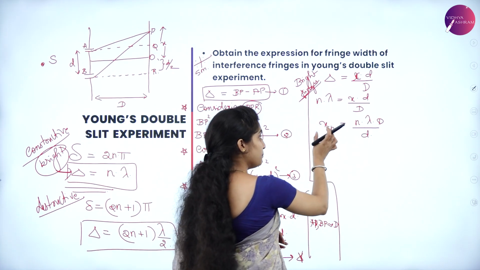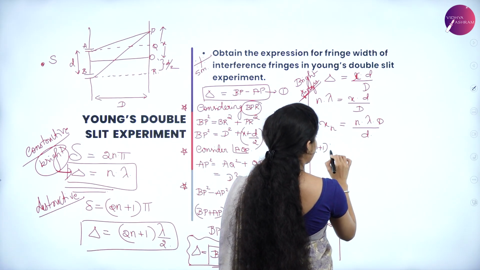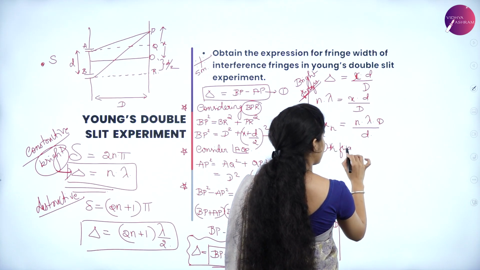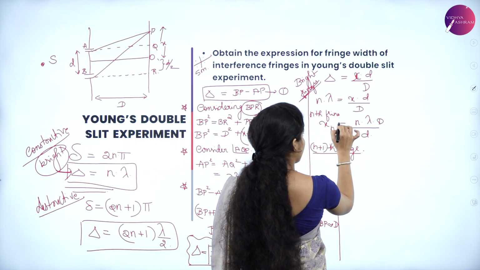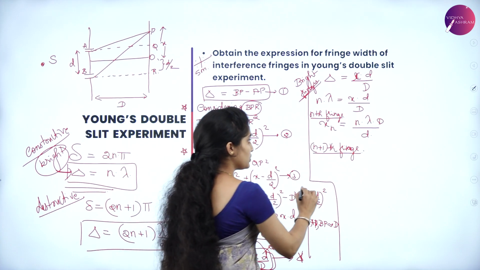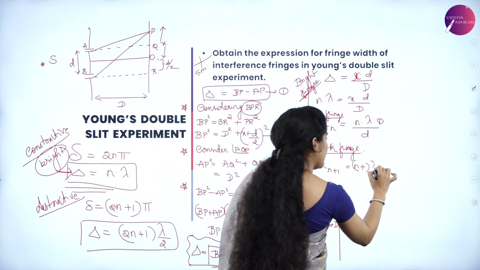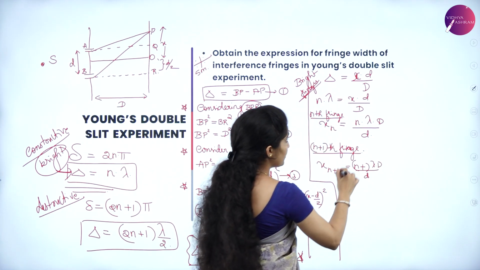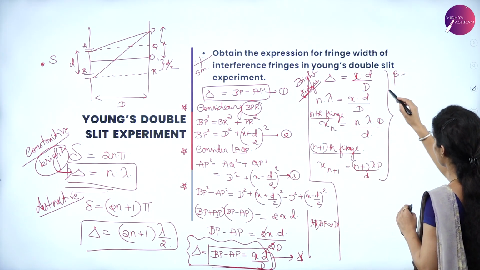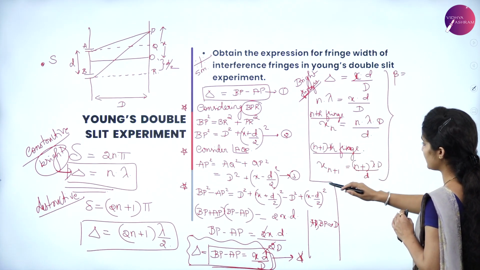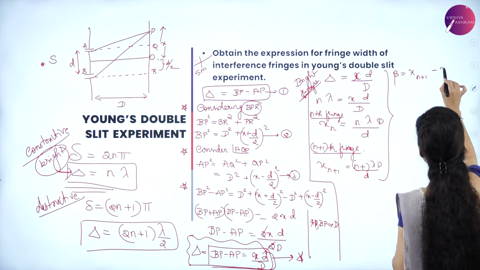Understood? This is for the nth bright fringe, whereas when we consider the (n+1)th bright fringe, this is the nth fringe and this is the (n+1)th fringe. So it is x_(n+1), which comes out to be (n+1)λD by d. The difference is nothing but beta. Beta is the fringe width that we consider. So beta is equal to x_(n+1) minus x_n, higher minus lower.